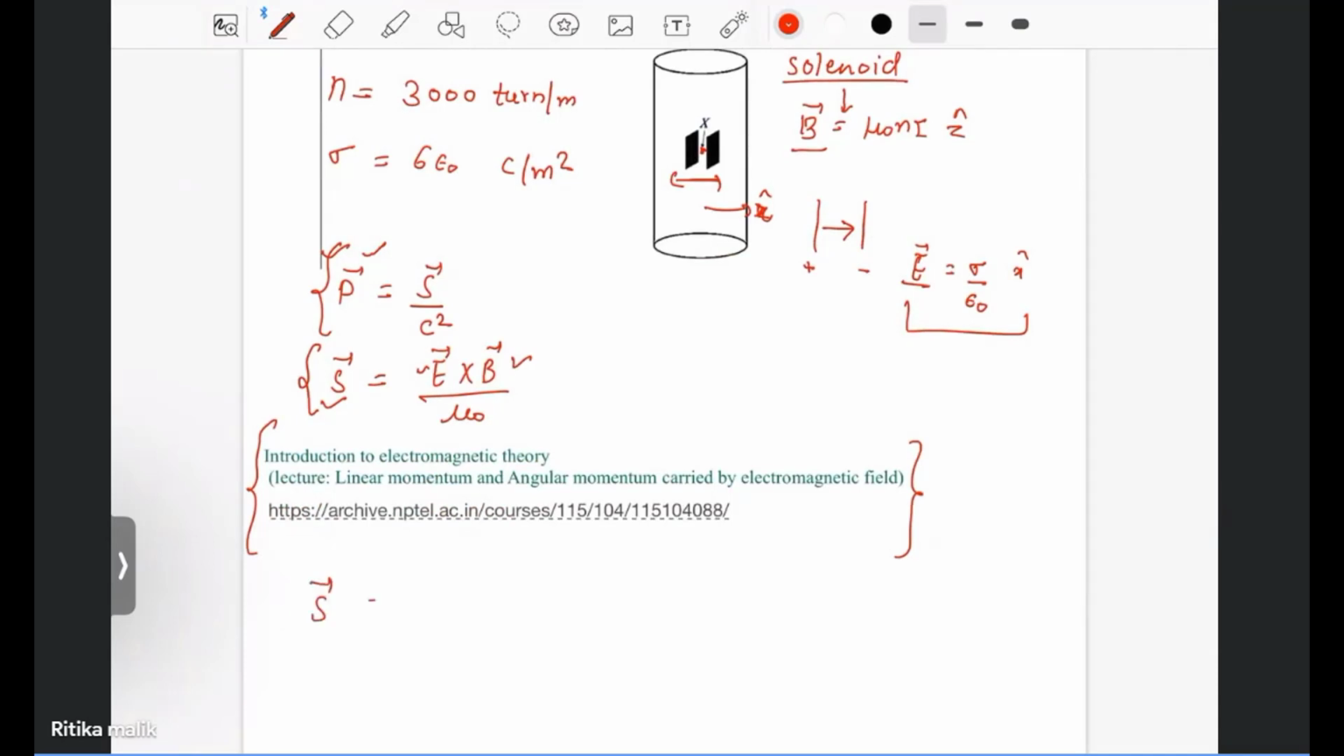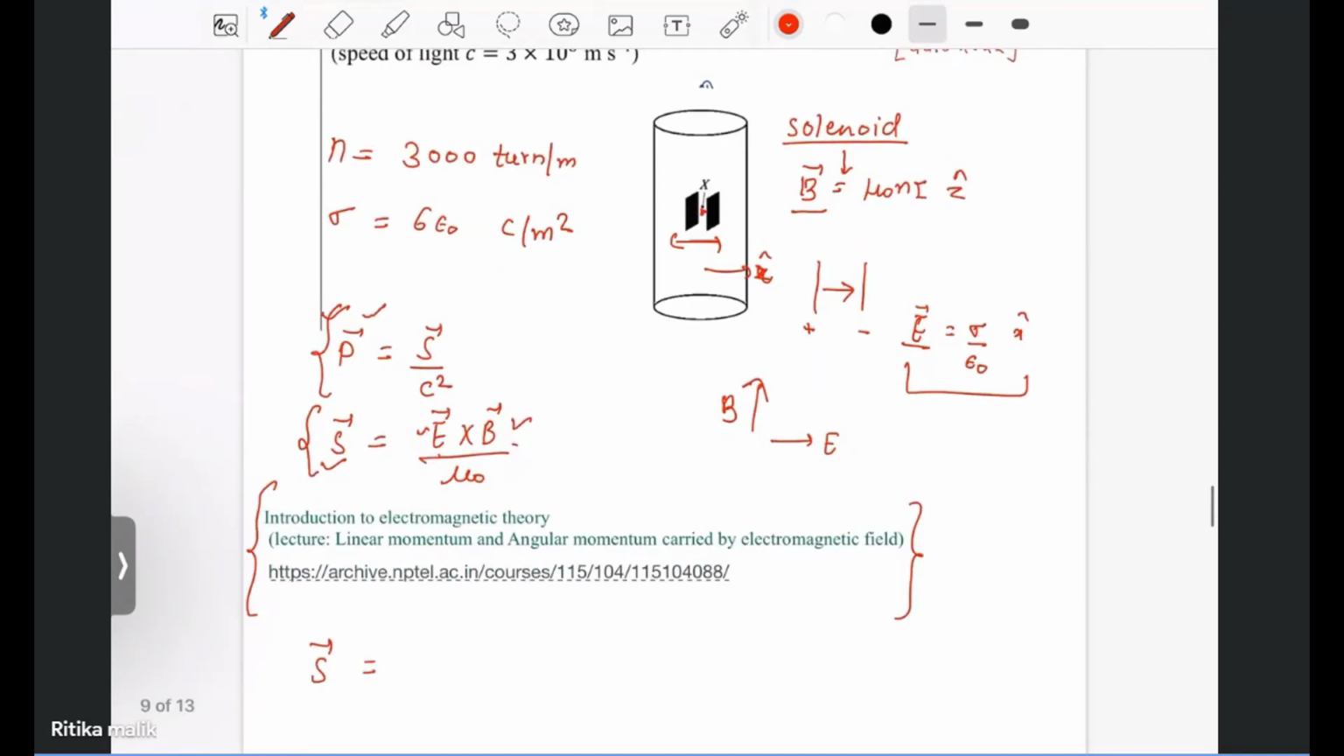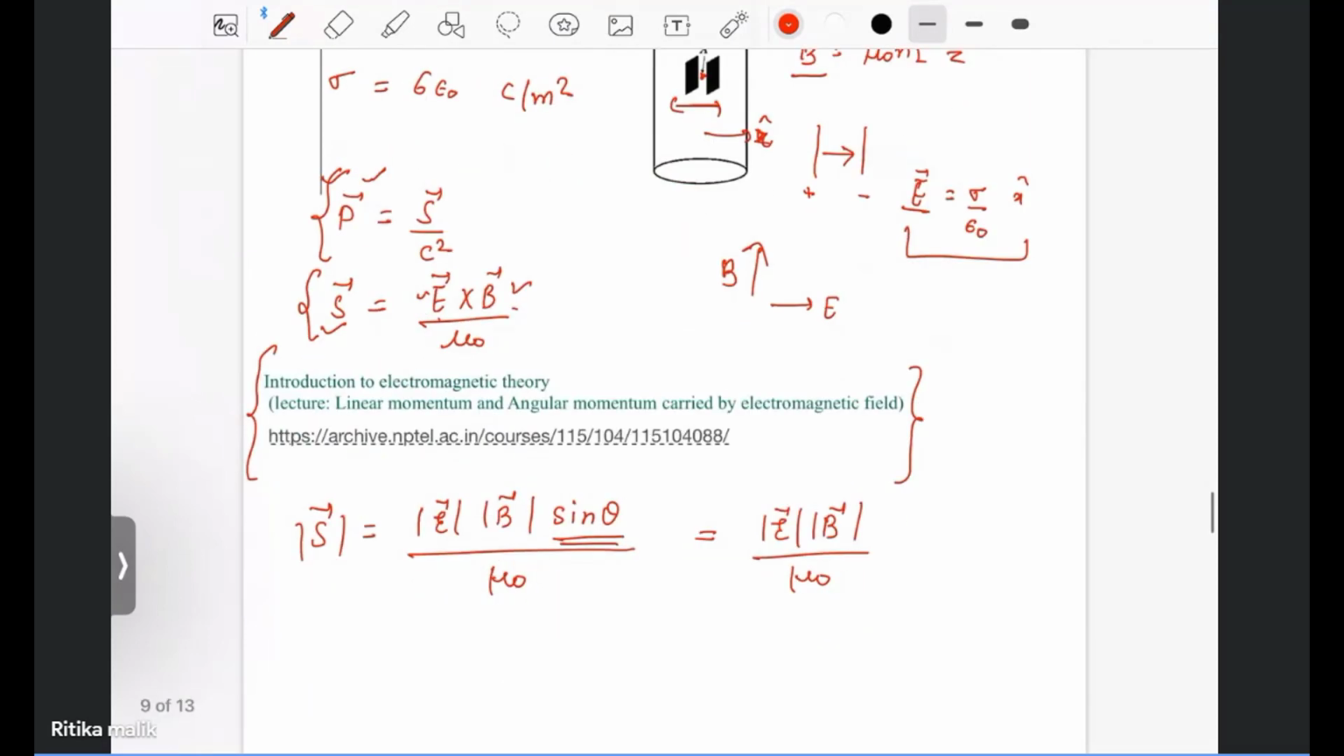So we start with the calculation of S vector. We know that E vector and B vector are perpendicular. B is in this direction and E is in this direction. So whenever we calculate E vector cross B vector, it becomes mod E mod B into sine theta. Sine theta, where theta is the angle between E and B, which is 90 degrees, so its value is 1. So basically it is mod E mod B by mu naught. This is the magnitude of the Poynting vector.